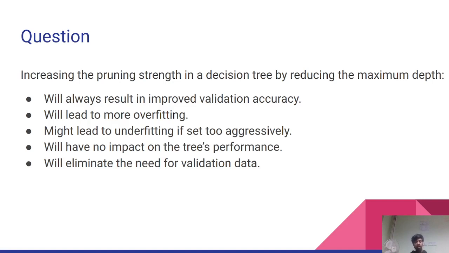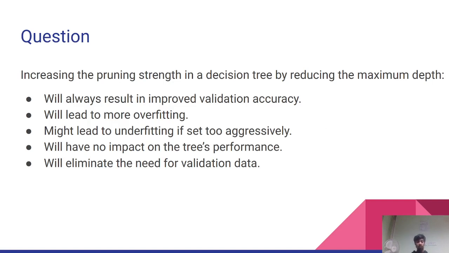Then it is saying that it will have no impact on the tree's performance, but that is definitely not correct, because I am showing that tree. One is large, one is small, one is more complex, one is less complex. The more complex one tends to overfit, and the less complex one has more chances of underfitting. So definitely there is a difference in performance. So it is not correct that it will not have any impact on the tree's performance.